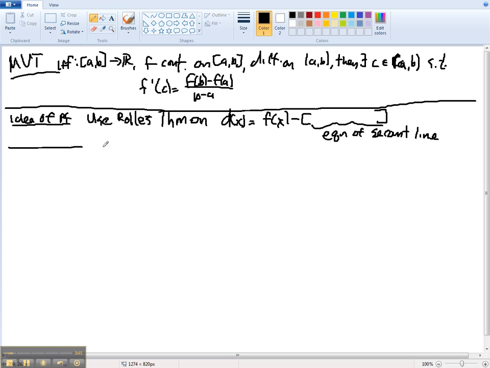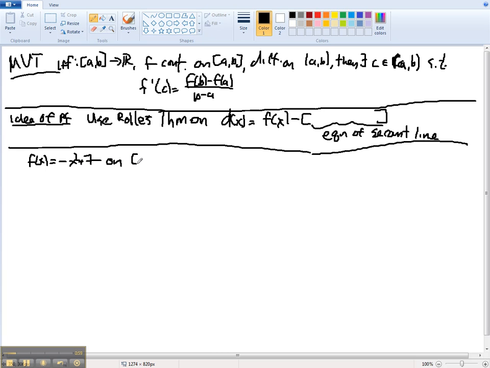So the idea of the proof, I'm just going to give you a picture to let you know what's going on. The example is, I'm going to look at f of x equals negative x squared plus 7 on negative 2 comma 1. The reason I chose this is because it's going to look like the picture in the book. The graph of negative x squared plus 7 looks like an upside down parabola. Here's the point 0, 7.